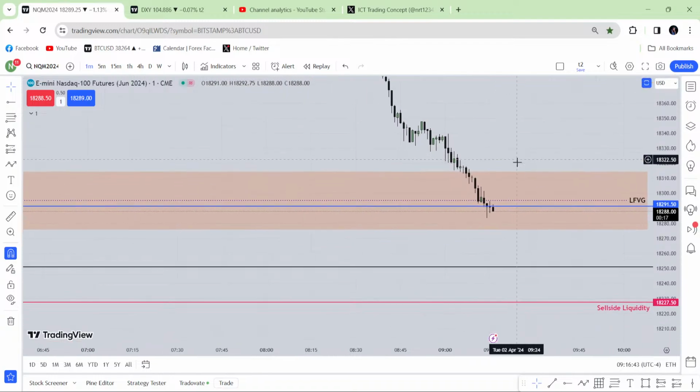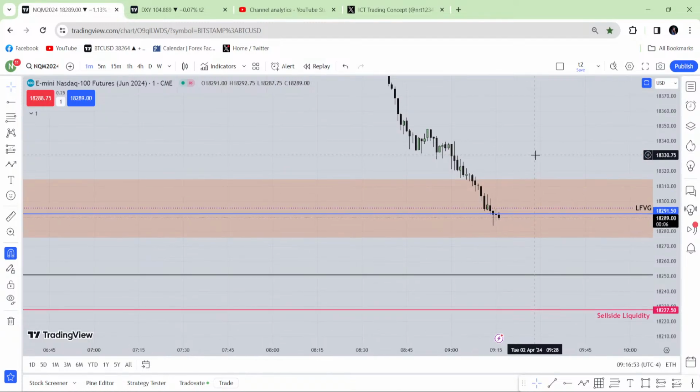1 hour fair value gap. Yeah, this is the line of the 1 hour fair value gap low. Market has just tapped to that 1 hour fair value gap low, and it's just here. Okay, so we will see how it reacts.